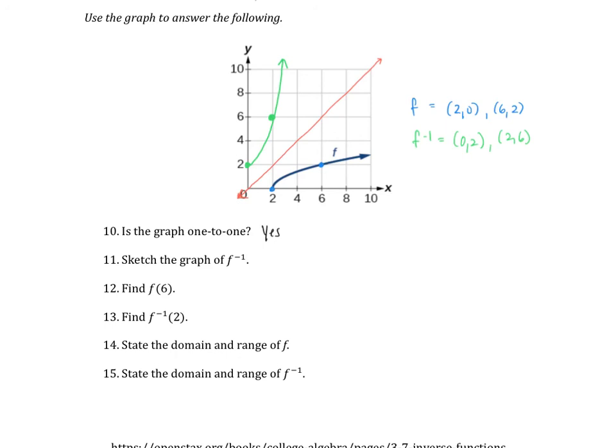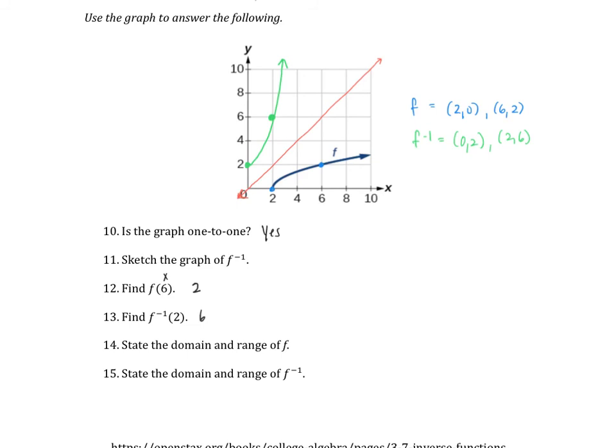All right, number 12, find f of 6. So here, 6 is in the x spot, so f of 6 is 2. Okay, now find f inverse of 2. You can do this in 2 different ways. One way you can do it is use this 2 as the y value in your original f function. Or you can say, hey, I have the graph of the inverse, so you can use that as your x value for your inverse. Either way, your answer is going to be 6.